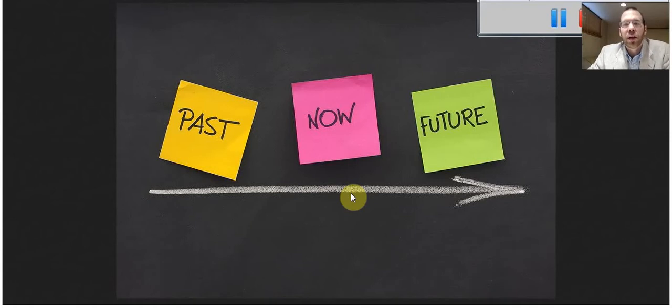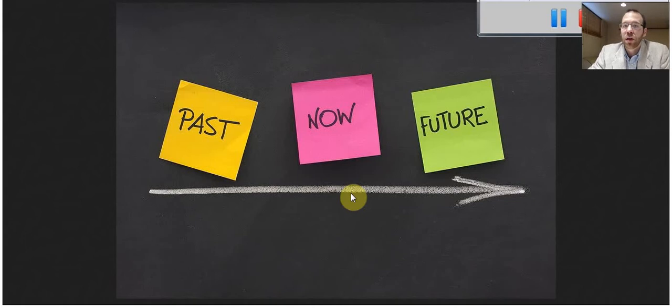Oftentimes, students understand the rules, and when they take a pencil and paper test, they know their past and present and future tenses in English. But when they actually speak to somebody, it all goes out the window, and they have no control over their verb tenses. Narrating in the past, present, and future is not only about verb tenses.